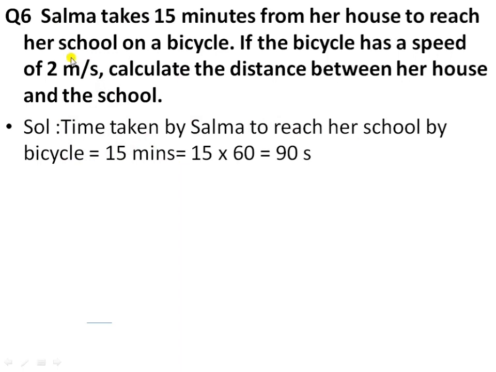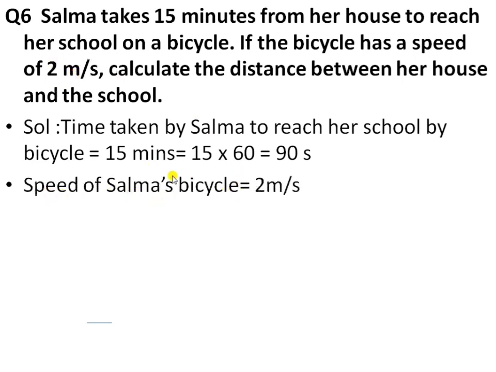Here the speed is in meters per second, so we have to convert the minutes into seconds. So 1 minute is equal to 60 seconds. So simply 15 multiplied by 60 is 900 seconds. Then the speed of Salma's bicycle is 2 meters per second. So we have to calculate the distance between her house and the school.